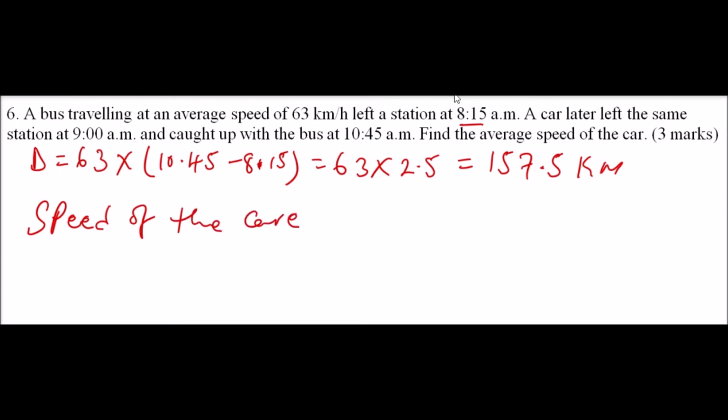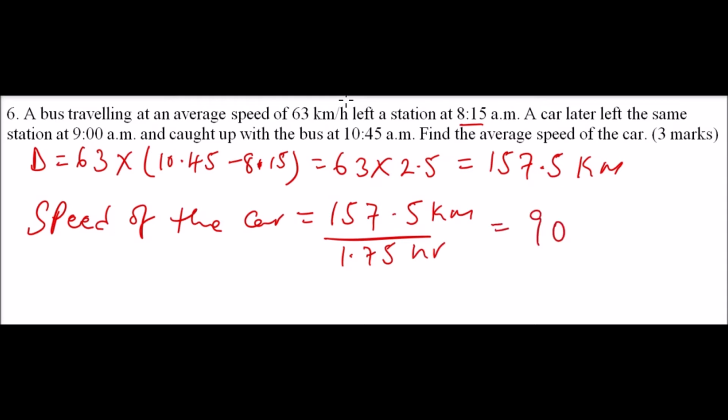So speed of the car, we say it is distance over time. So the distance covered by the time the car caught up with the bus is 157.5 kilometers, and you divide by time. It started at 9. This means that this is 1 hour and 3/4, which is 1.75 hours, and when you divide, you get 90 kilometers per hour. So that was the speed of the car.